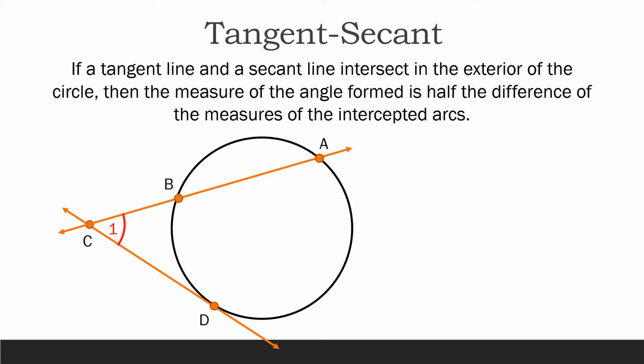So how do we find the measure of that angle? The way we find the measure of that angle is we take the major arc. And when I say the major arc, the bigger arc of the two arcs, we see that if we were to connect A to D, that would be a big part of the circle there. And we subtract the little minor arc where the two lines intersect, which is BD. So once we subtract those, we take half of it. Let's look at an example.